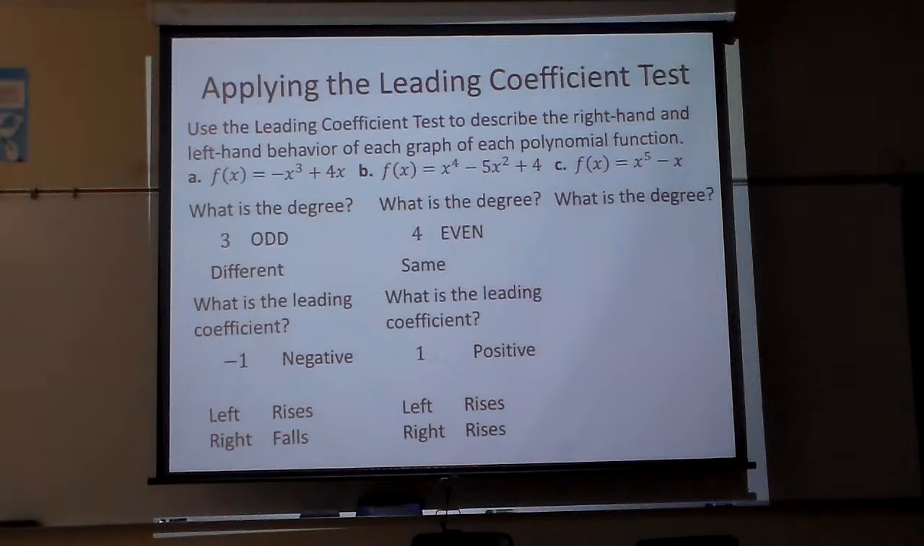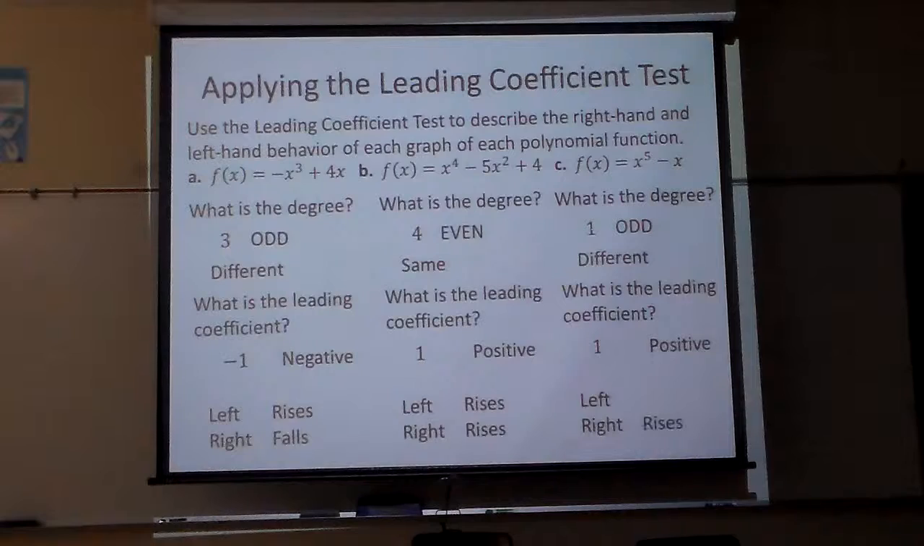Now look at C. What is the degree here? The highest degree is 5. It should be a 5. I don't know where I got that 1, but it's still odd. It's 5. It's odd, and the ends will be different. So therefore, that means that they're going to go what? Opposite directions. And the leading coefficient is positive, so the right one's going to rise, and the left one will fall. That's what's going to happen on it.